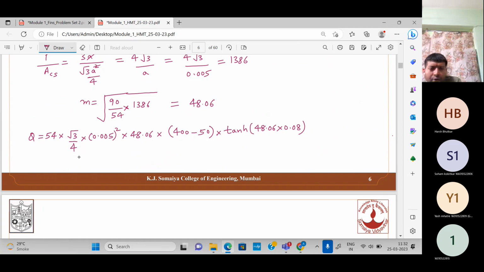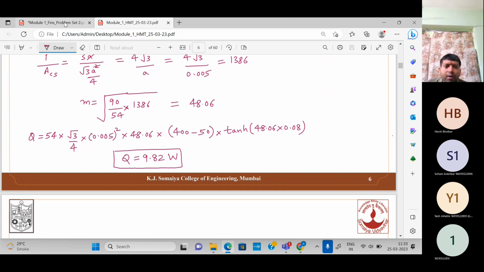So we have all the values, just calculate this. The calculated value is 9.82, and the unit will be watt. So this is the amount of heat dissipated by the rod. So we have solved this problem.